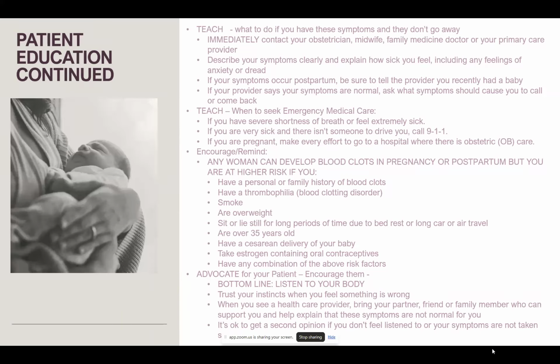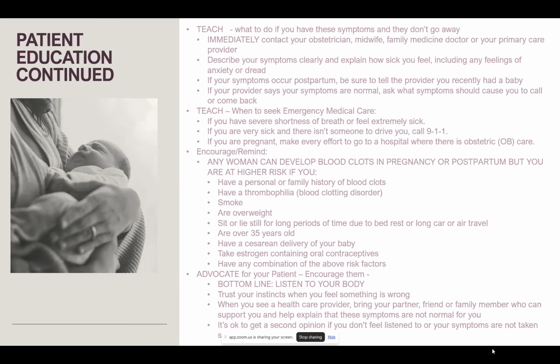So lots of different suggestions for teaching your patients. I know this is a really busy slide and I apologize for that, but you're going to get these. They're available for you, and you can also go to the CMQCC website. And then I have a few other resources for you as well at the end of the slide deck.